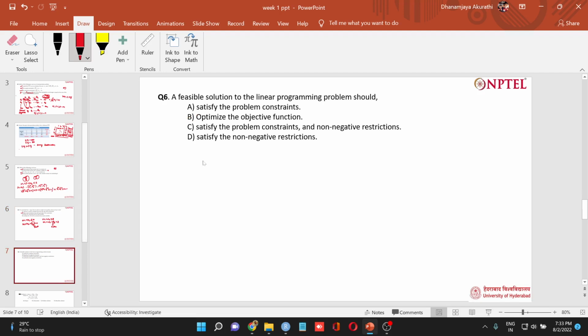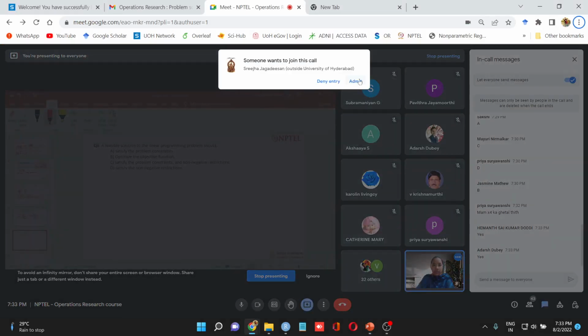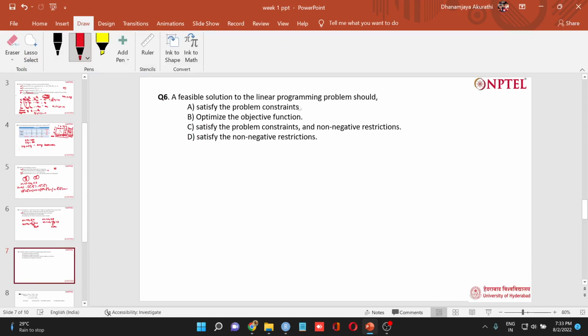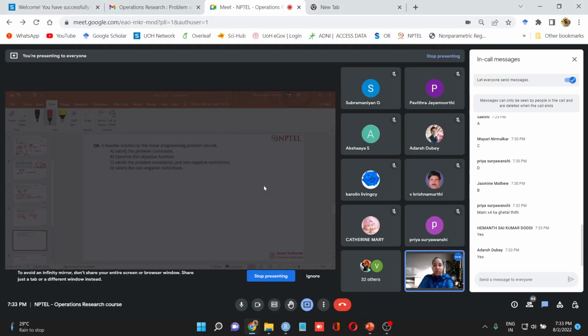Coming to the next problem: a feasible solution to the linear programming problem should satisfy the problem constraints, or the optimization function, or the problem constraints and non-negative restrictions, or the non-negative restrictions. I think you are all aware of this. This is just the basic definition of a feasible solution in an LPP.